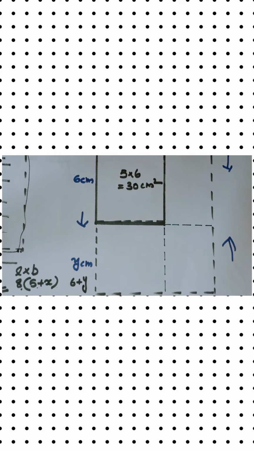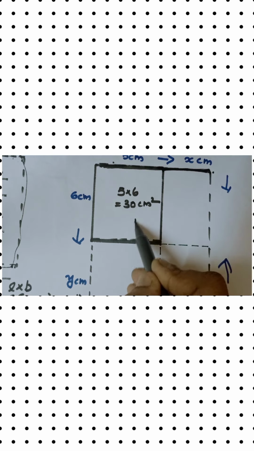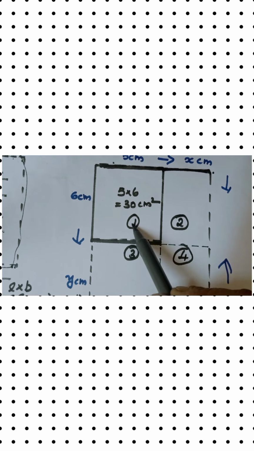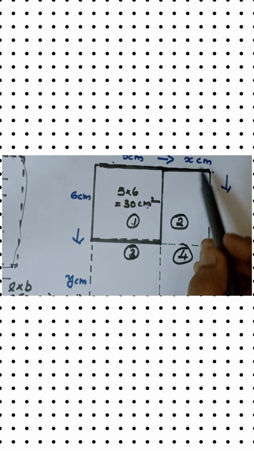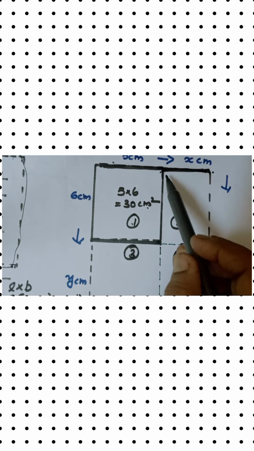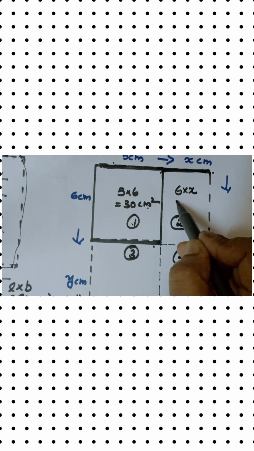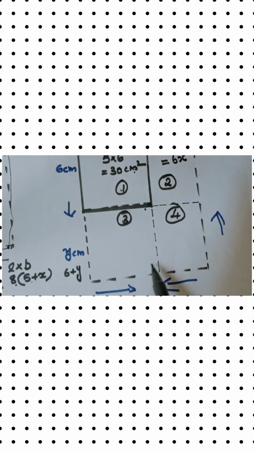Then we got 4 divisions. Then what is the area of this part? That is 4 areas: part 1, 2, 3 and 4. First we got the area as 30 centimeter square and second area, since only this part is x centimeter and the length is 6 centimeter, so the area is 6 into x. That is 6x.